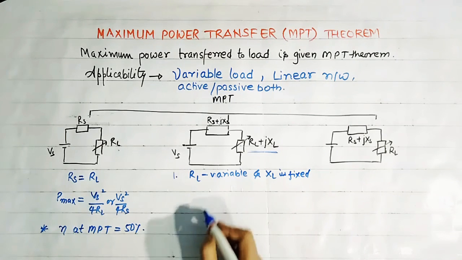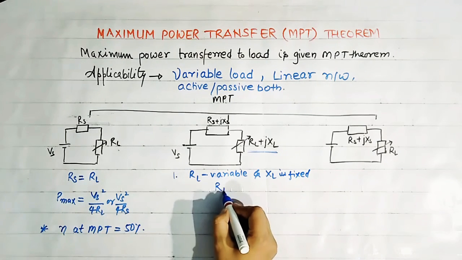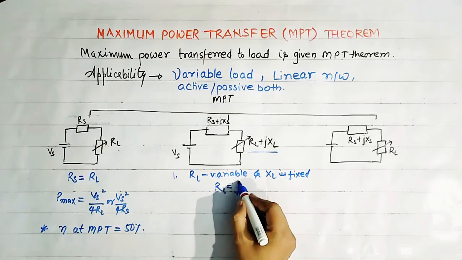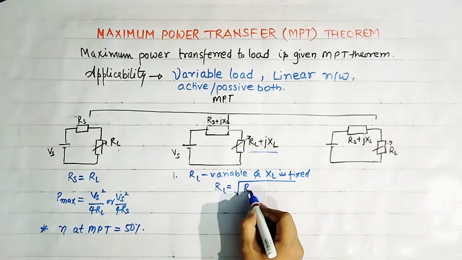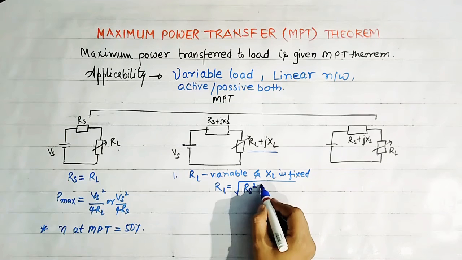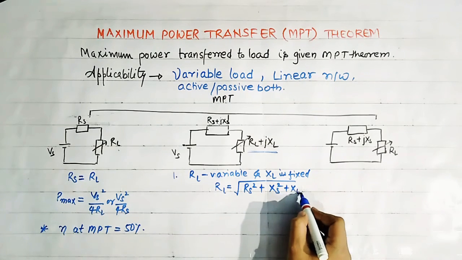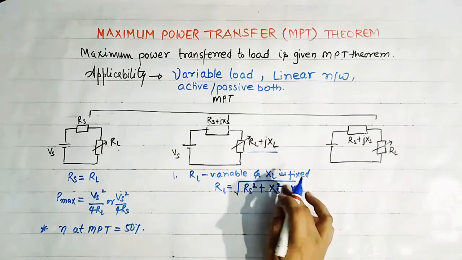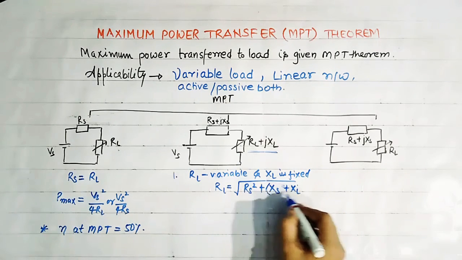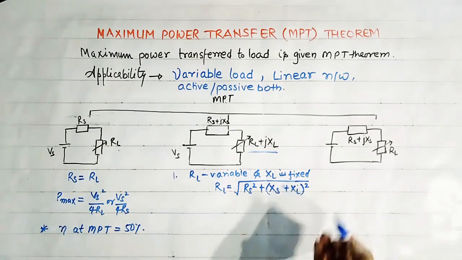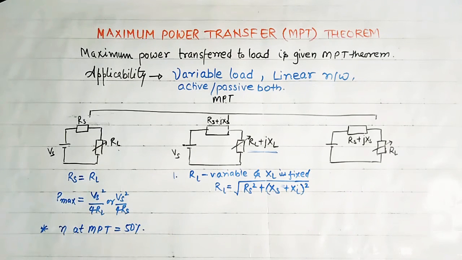In this case, the condition is RL must be equal to the square root of Rs square plus (XS plus XL) whole square. If resistance is variable and reactance is fixed, in this case RL is given by the square root of Rs square plus (XS plus XL) square.